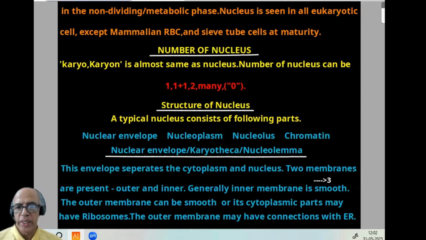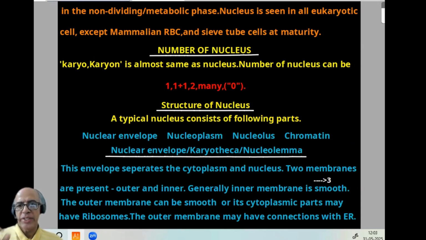So interphase nucleus means a nucleus in the non-dividing or metabolic phase. The nucleus is seen in all eukaryotic cells. That is why it becomes a eukaryote. The nucleus is there, but 1 or 2 exceptions are there, except mammalian RBC and sieve tube cells in plants at maturity. Now, the next aspect is how many nuclei in a cell, that is, the number of nuclei.